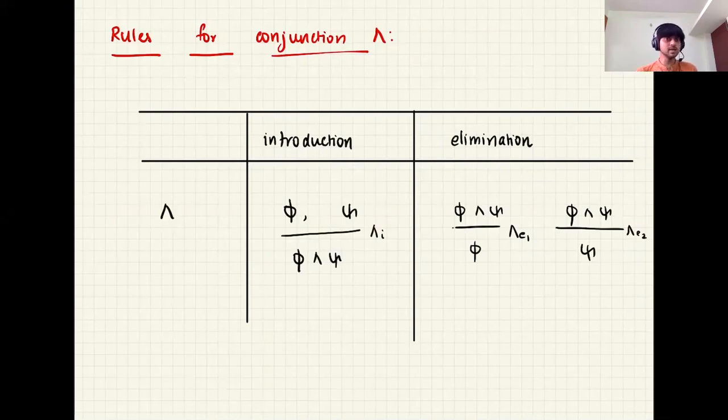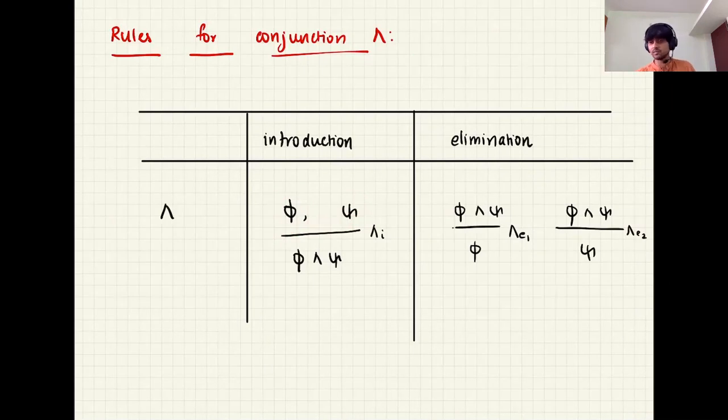We did this last time, but let me repeat. Here are two rules to handle conjunctions. If at some point in your proof you have derived phi and you have derived psi, then you can derive phi and psi. It's a very natural derivation.